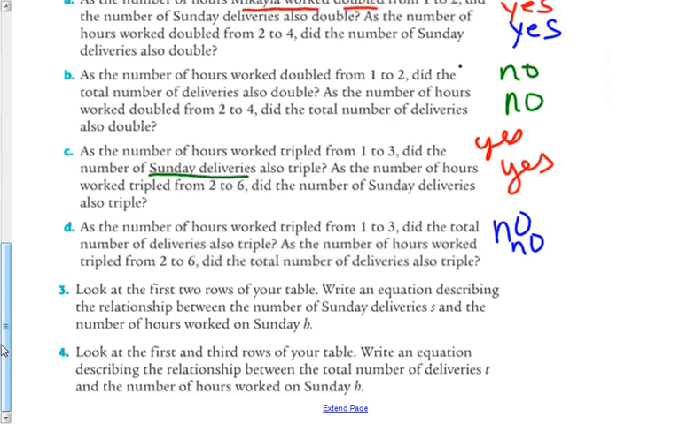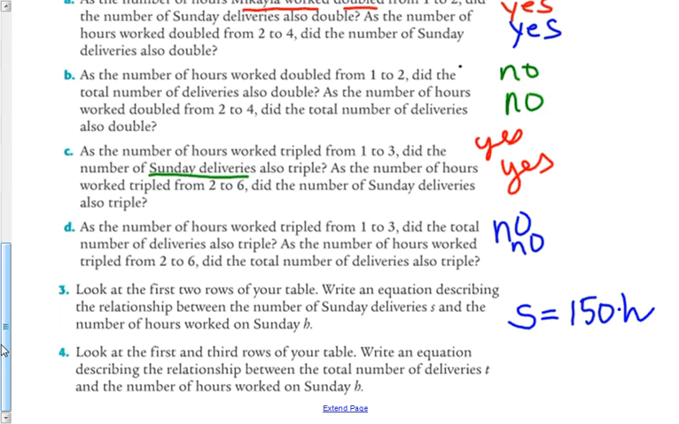All right, now look at the first two rows of your table and write an equation describing the relationship between the number of Sunday deliveries, S, and the number of hours worked. Well, we saw that we could just multiply to get the number of Sunday deliveries. We could just multiply our number of hours times 150. And in algebra, that's how we're going to say it. If you want to put a dot there just so you remember that's multiplication, that's fine for a while. But eventually, we're not going to put that dot in there anymore.